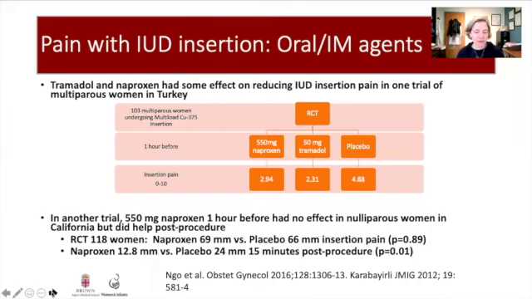In contrast, one trial from Turkey showed that naproxen was equivalent to tramadol in terms of decreasing IUD insertion pain among multiparous women. The differences between these two studies might have to do with different study populations.